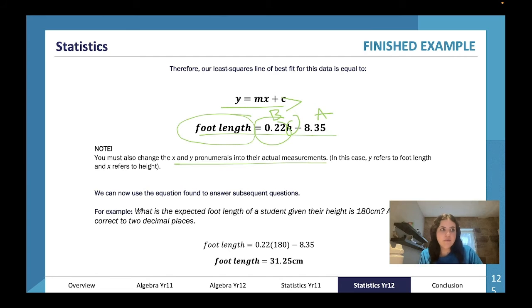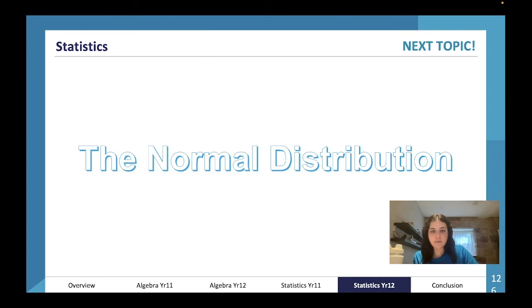What is the expected foot length of a student given that their height is 180 centimeters? So 180 is our height. We plug it into 0.22 times 180 minus 8.35, which gives 31.25 centimeters for a foot length.